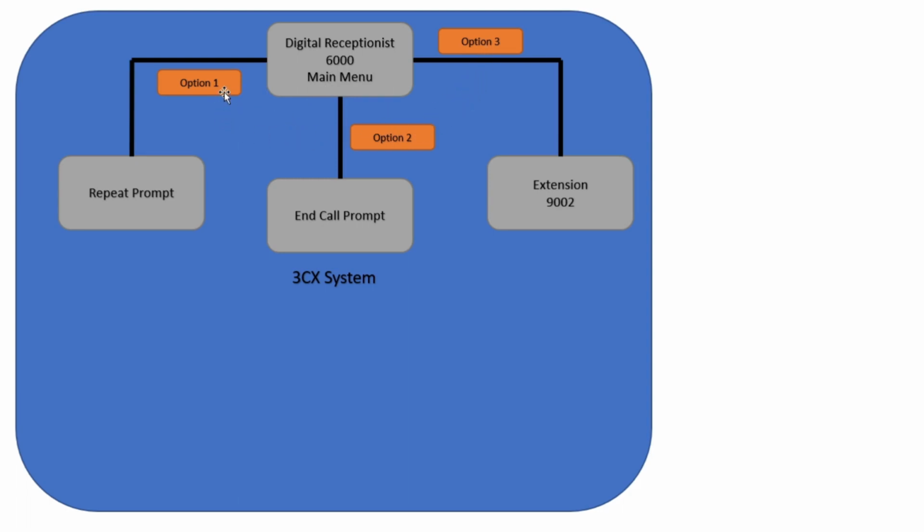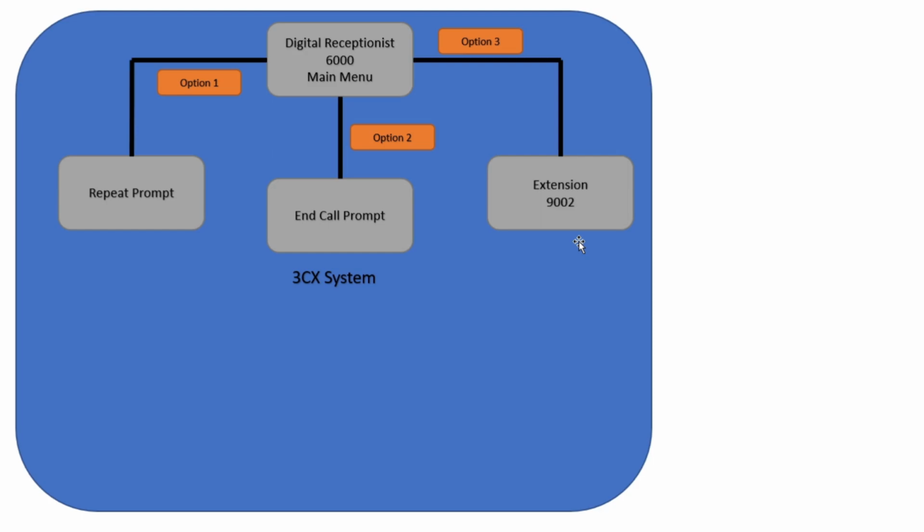When you select option 1, you're going to go to the repeat prompt button, so essentially it's just going to repeat the recording again. When you press the end call prompt, it's pretty self-explanatory, isn't it? It's going to end the call. Whereas if you go to option 3, it's going to dial extension 9002, which in my case is the extension I have up at the moment, which is on the 3CX web client from video number 3.